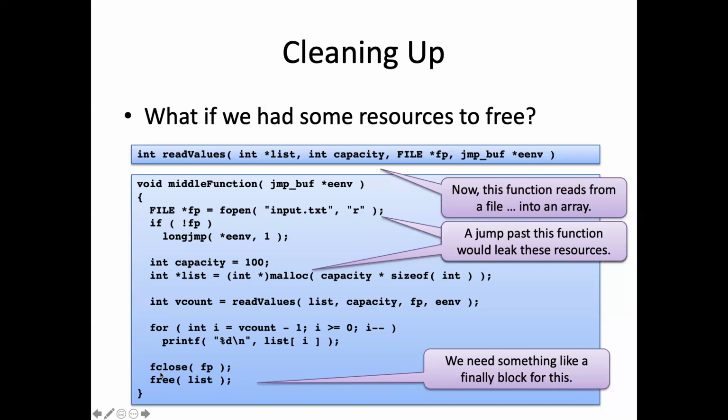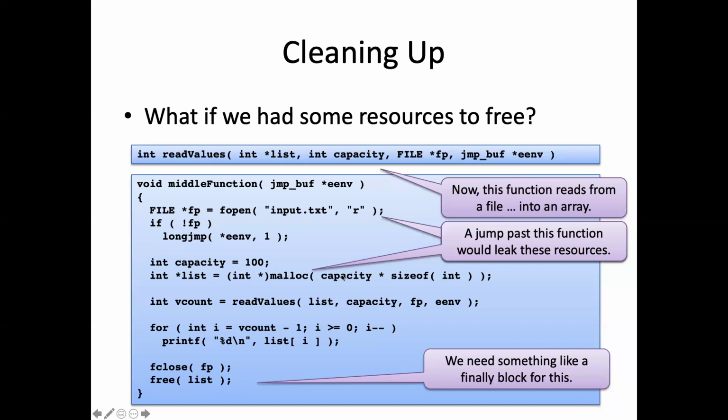We need to close the file and free the memory for that list, even if we don't print out all the values that just got read. If we had an error, maybe it doesn't make sense to print the values if some of them were garbage, but we do need to clean up after this function. So these two lines are kind of like what we put in a finally block in Java. Those are two things that need to get done, even if a long jump jumps past this function. How can we do that?